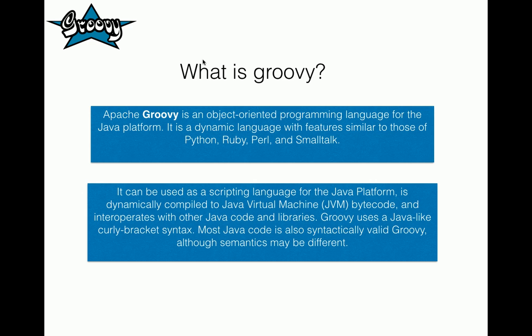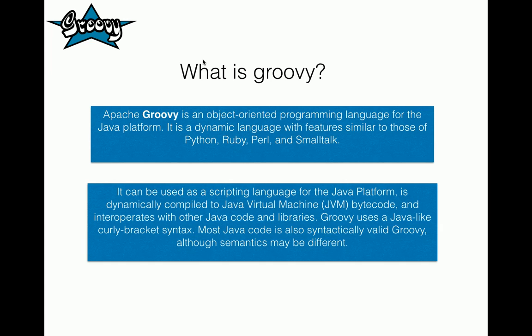So, what is Groovy? Apache Groovy is an object-oriented programming language for the Java platform. Now, Groovy is a language which runs on the JVM. So, you have all the features of Java, plus you have a lot of things extra. So, think about Groovy as Java on steroids. So, you give steroids to Java and you can do it really quickly, really fast. It can be used as a scripting language for the Java platform.